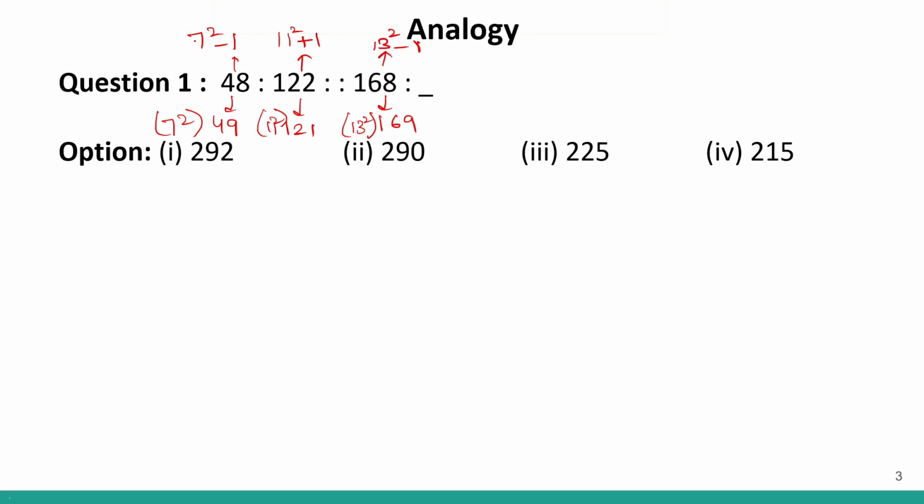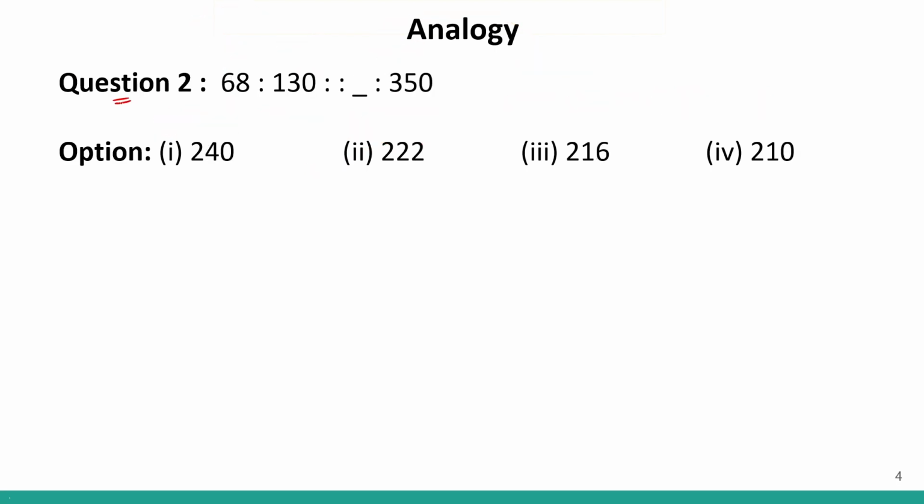Correct? So now between 7 and 11, how much is the difference? 4. So a difference of 4 will bring me to 17. So now it will be 17 square. And here we had minus 1, then we had plus 1, so if here we have minus 1, it will be plus 1. What is the value of 17 square? 289. And if I add 1 to it, I will get 290, which will be my answer. 290 is option number 2. Okay? Option number 2 is the answer. Clear? Moving on to question number 2.